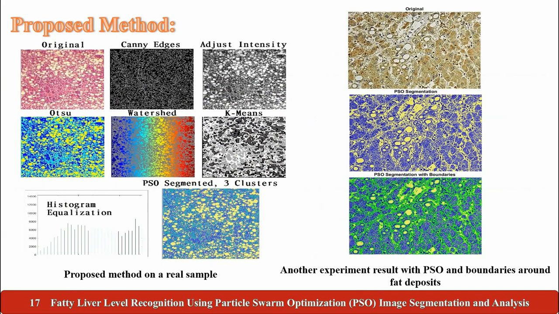Here at the left we can see a sample which is segmented by different methods. First, edge detection and intensity adjustment are applied on it. Then with watershed, K-means, and PSO segmentation with 2 clusters, it is segmented. At the right we can see another experiment result with PSO and boundaries around the deposits or fat deposits.